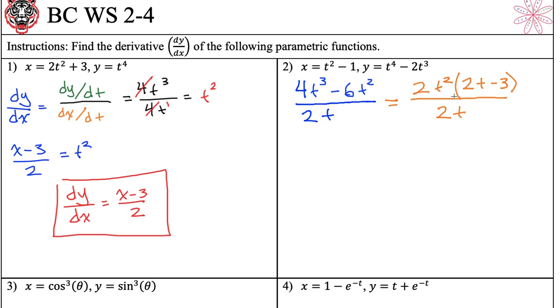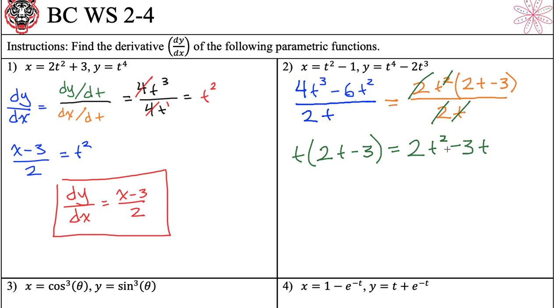This is kind of like the long way of doing our problem. So the 2 and 2 cancel each other out. The square and the t cancel each other out. And then I'm left with t times the quantity of 2t minus 3. From there, I can simplify that a little bit, and that's 2t squared minus 3t.